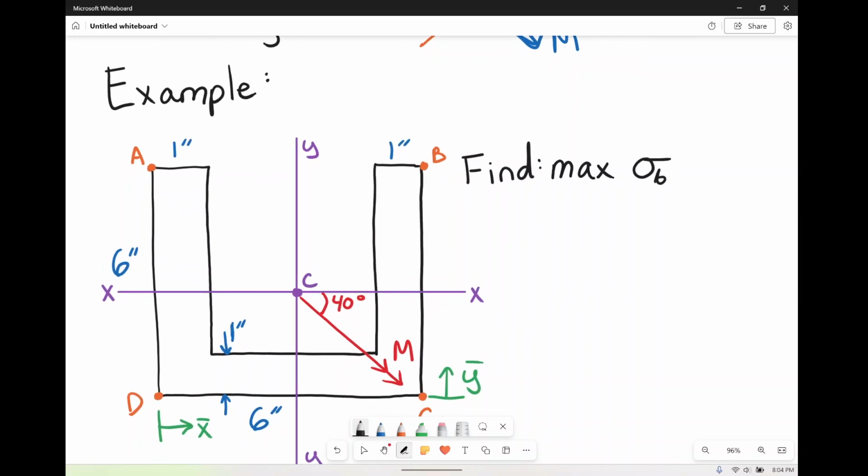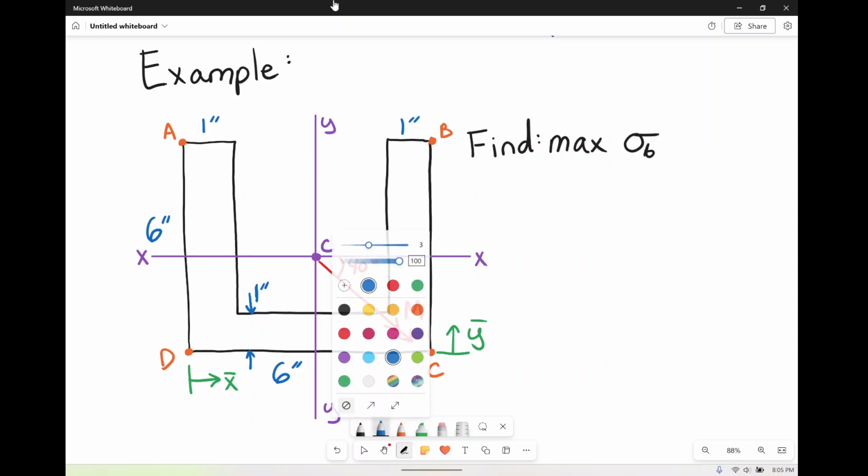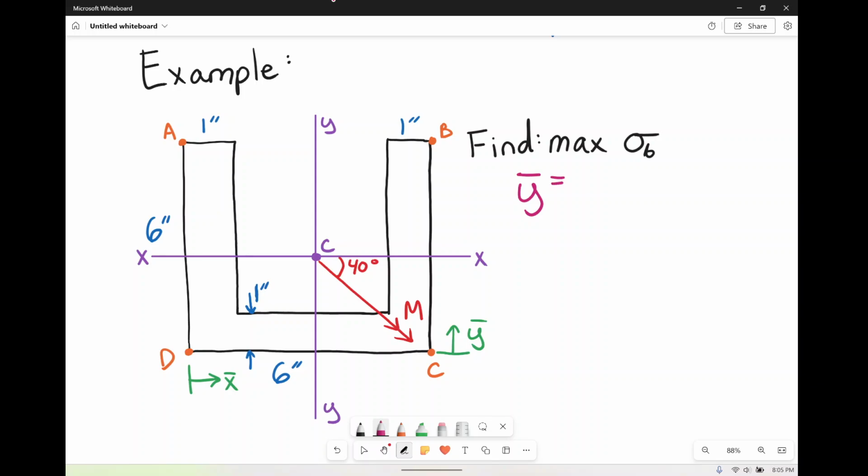So we're going to do pretty much the same exact example that we have been doing, except this time, slightly different. This time we have our moment over here going at 40 degrees. Just thought I'd throw something weird in there. So again, this is the same shape that we had before, so we're going to bring back some similar features that we had before, namely our Y bar, which of course is measured up from the bottom. So Y bar being measured up from the bottom, we have as 2.38 inches.